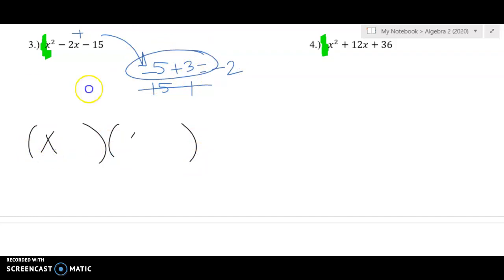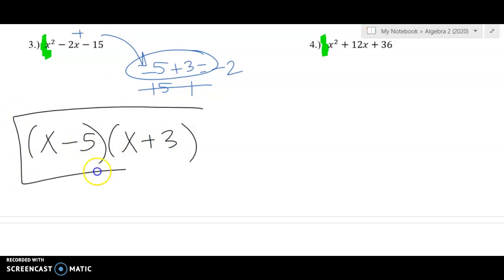I'm going to separate x squared into x and x. We already figured out one needs to be a negative 5. The other's got to be a positive 3. And that is our factored form.